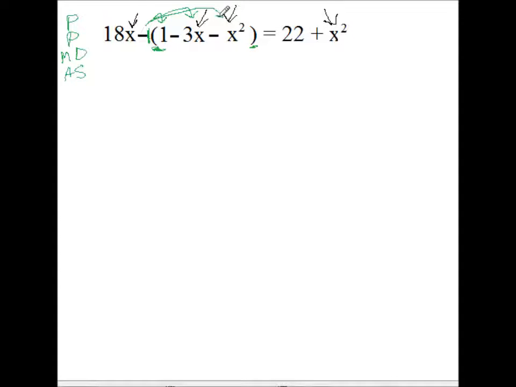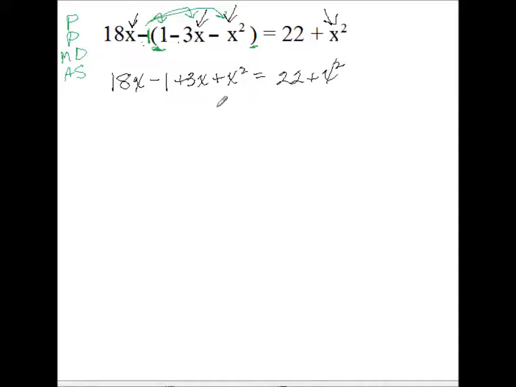Now, by far, the biggest mistake that's made by students is when there's a negative in front of a parentheses, because we get a little lazy and we pay attention to the negative for the first term, but then when the other terms come, we lose it. So I'm going to just copy down this 18x because I'm doing nothing with it. Now I'm multiplying -1 times 1. That's going to be -1. Then -1 times -3x. A negative times a negative is a positive. Then a negative times a negative is a positive. x squared equals this side, 22 plus x squared.